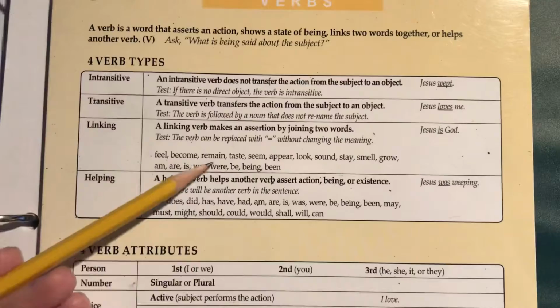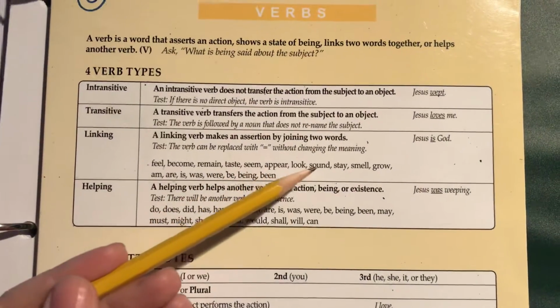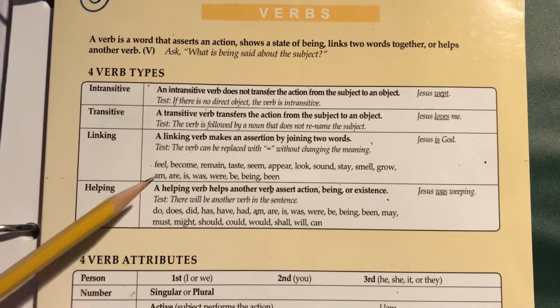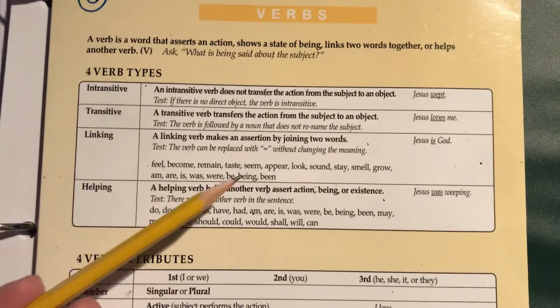A linking verb makes an assertion by joining 2 words. Feel, become, remain, taste, seem, appear, look, sound, stay, smell, grow. These are the linking verbs. Plus am, are, is, was, were, be, being, been.